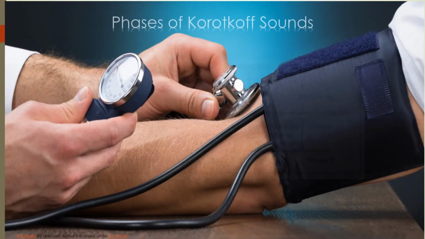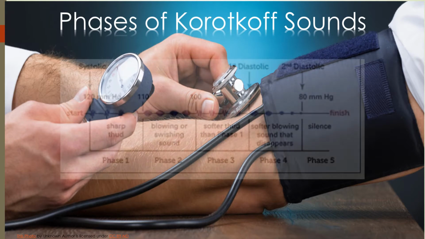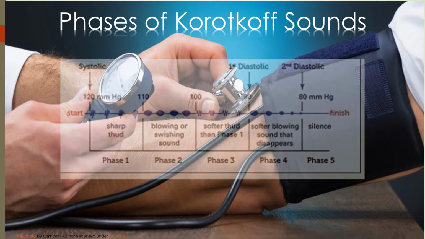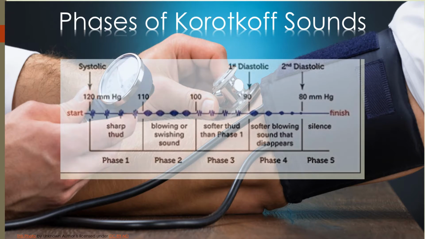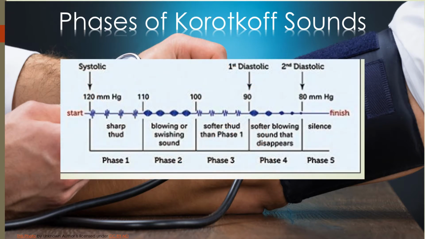Phases are characteristic of Korotkoff sounds. In phase 1, you will hear a sharp thud. This is the first sound heard as the valve pressure is released. These sounds provide the systolic pressure reading. In phase 2, a blowing or swishing sound, as blood flows through the blood vessel while the cuff is deflated.